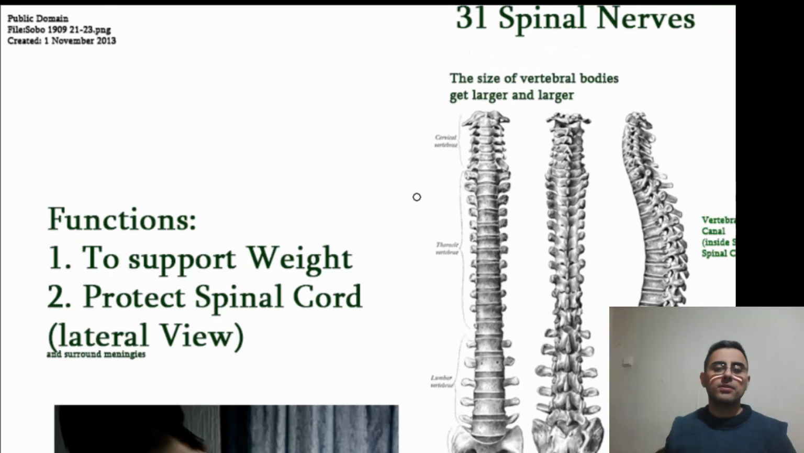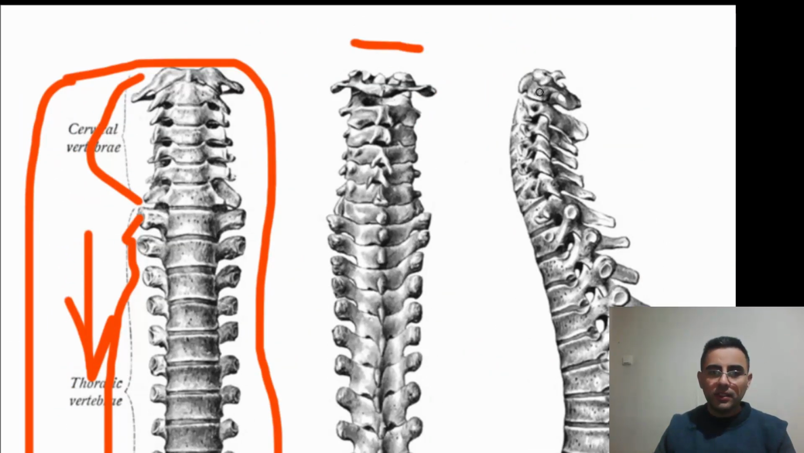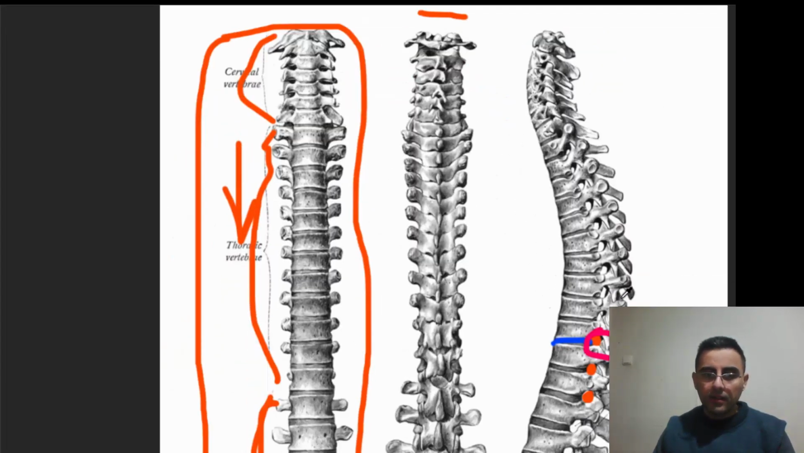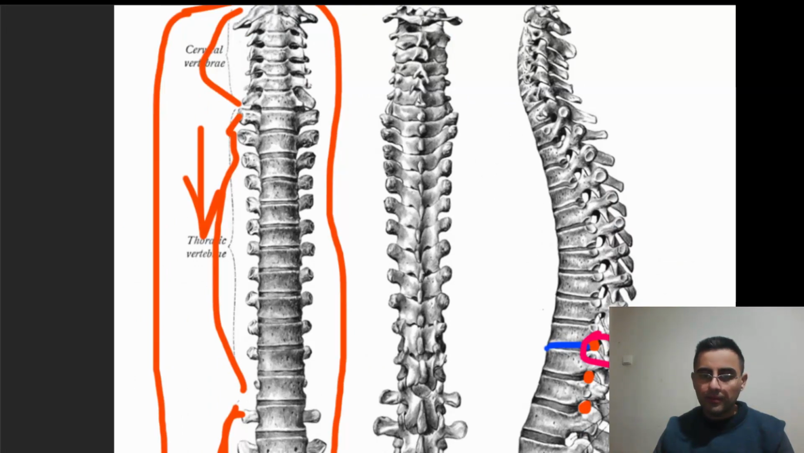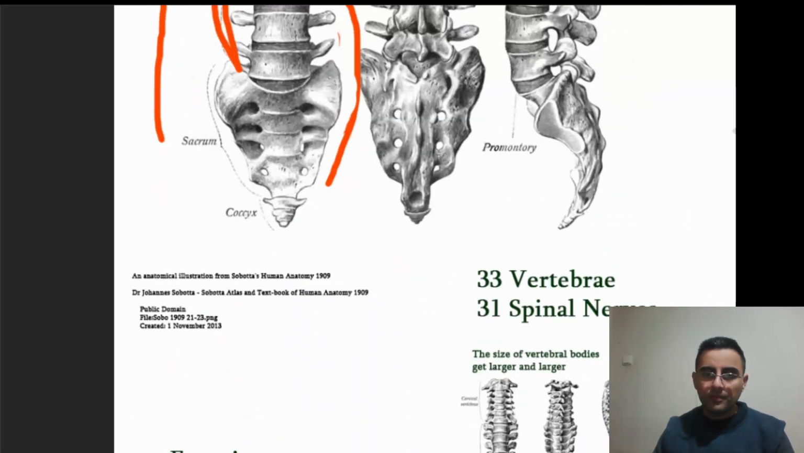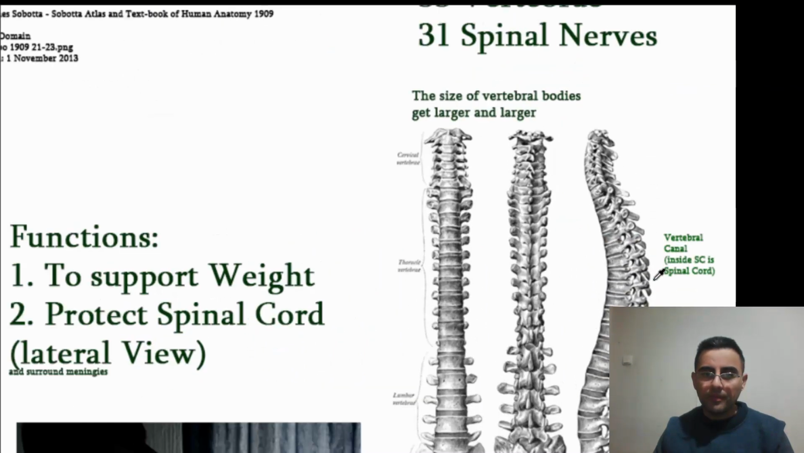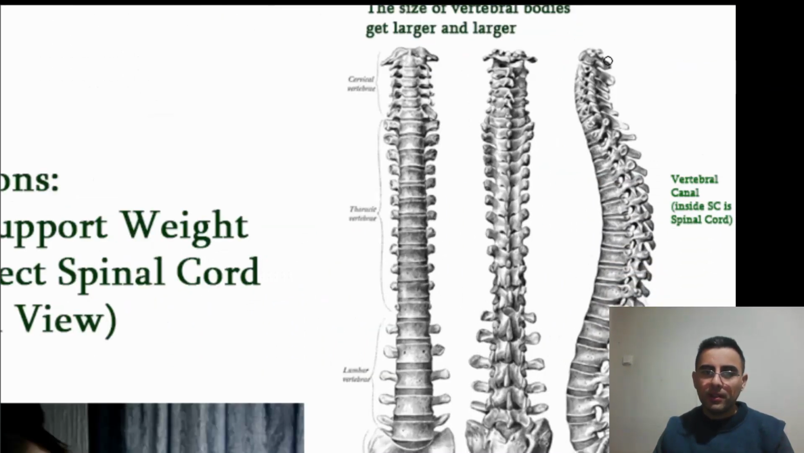Another function of spinal column is to protect spinal cord. Spinal cord is here, inside here, and I want to show you. Here is vertebral canal, and spinal cord is here.